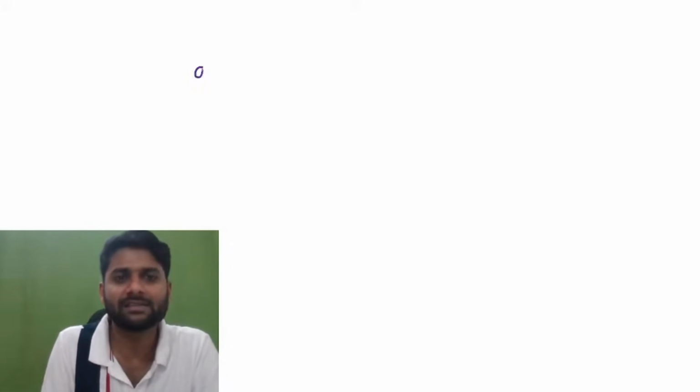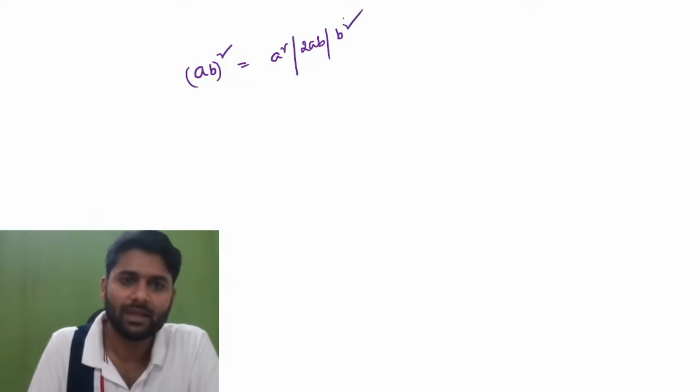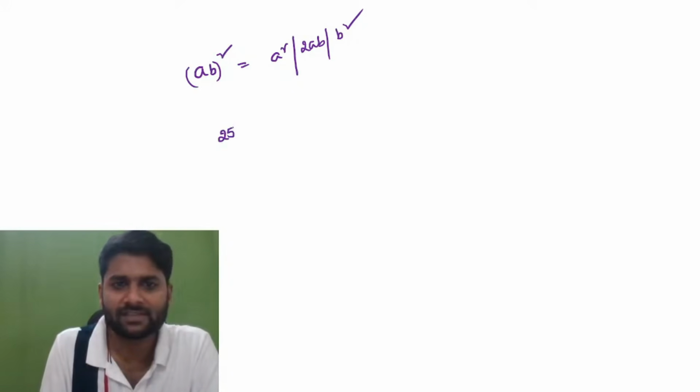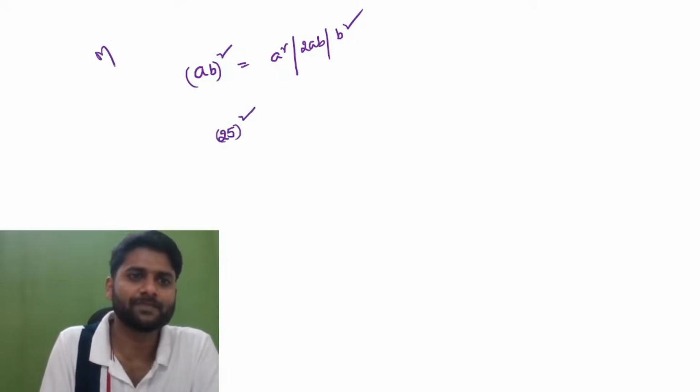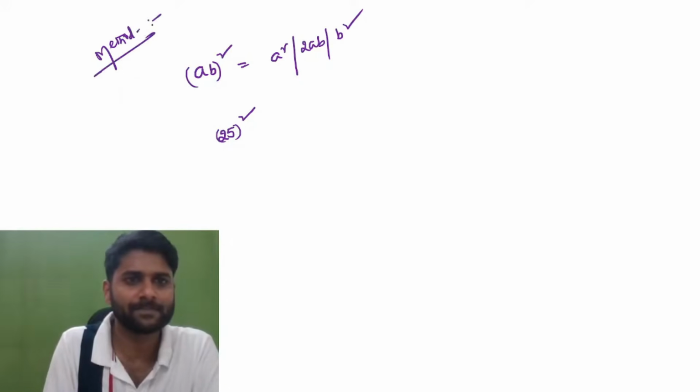Guys, you already know (a plus b) whole square and (a minus b) whole square, but we are not considering the symbols. Here we consider only the reference of the elements: a square, 2ab and b square. Now let's identify that. Let's take 25 square. This is method 2, which is applicable for all different types of square numbers.